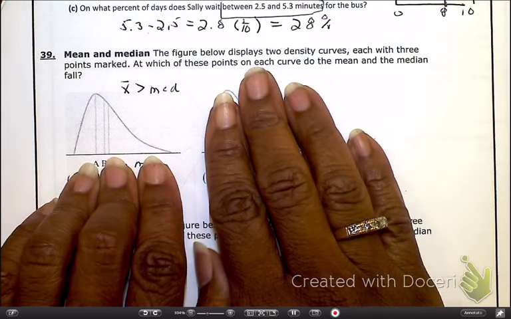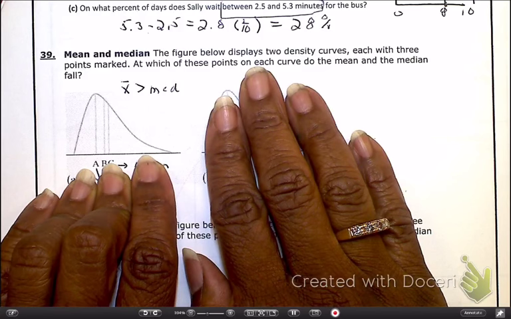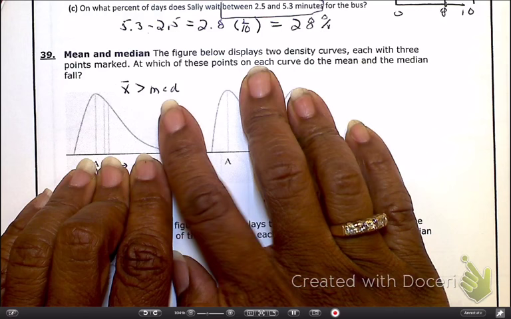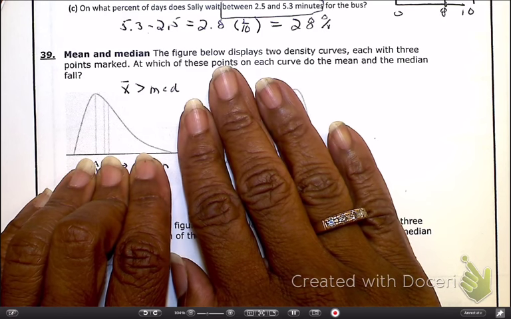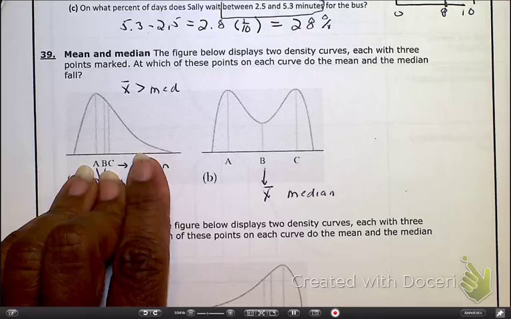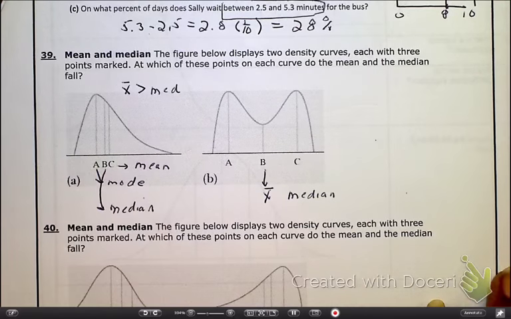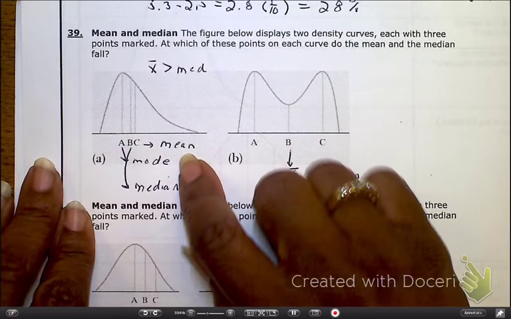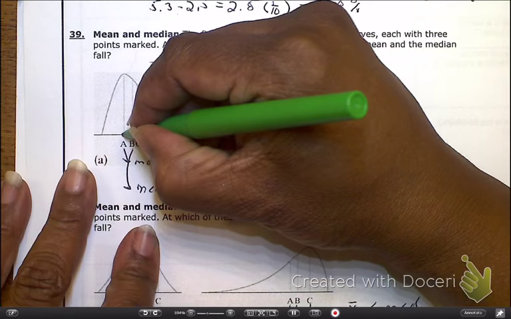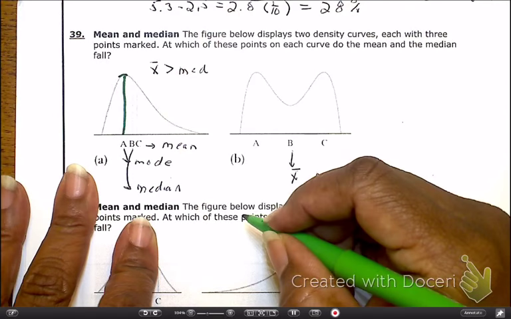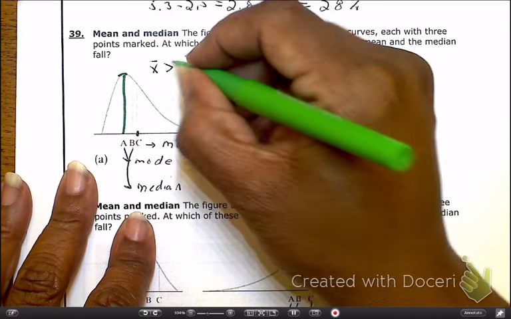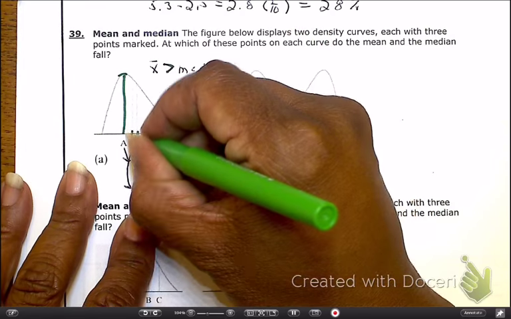Now, what about this one right here? How do we figure that one out? Well, isn't that a big hint right there? Like I'm hearing Shane say, it is right skewed. And if it's right skewed, to clarify, this is your mode because it's the tallest. This right here is your mean because it's bigger than that median right there.